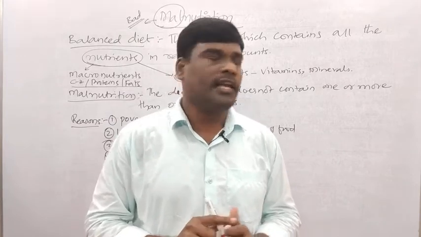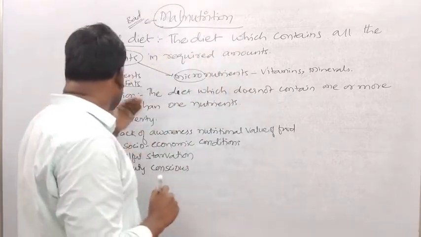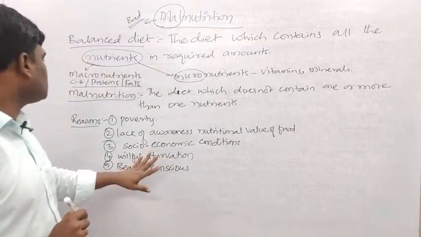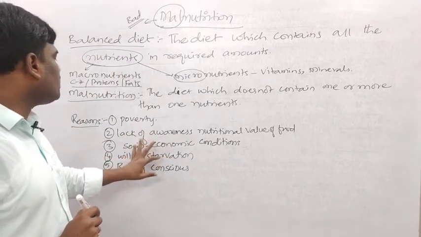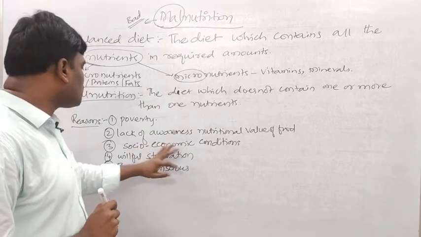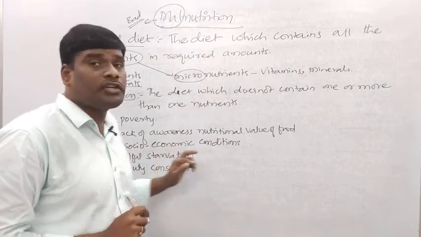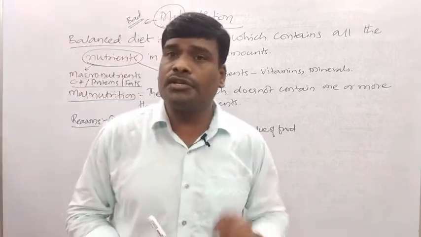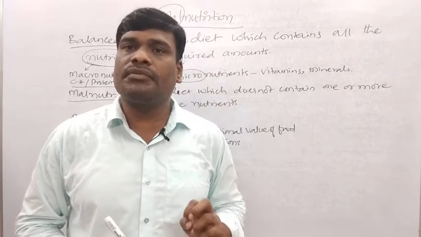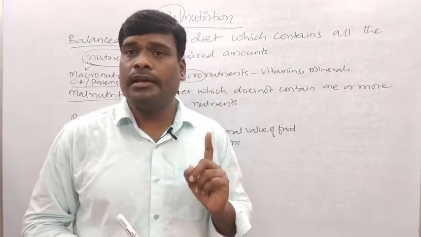Got it? So this also leads to what, children? Malnutrition. So these are the 5 reasons for this malnutrition: poverty, lack of awareness, social and economic conditions, willful starvation, as well as being beauty conscious. These are the 5 important reasons for malnutrition.